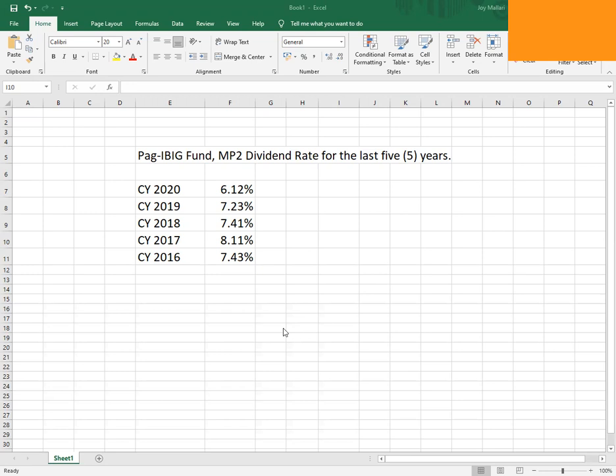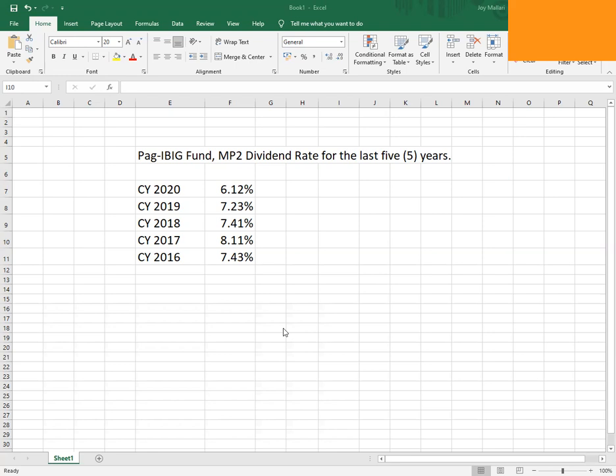How can I start investing in MP2? How much is needed? The first step is you just have to create your unique number. You just log in to the website of Pag-IBIG Fund, and once you create your unique number, you can now make your initial investment. Am I required to do regular investment, like monthly, quarterly, annual? It's only an option whether you want to regularly invest or you just want a one-time investment.